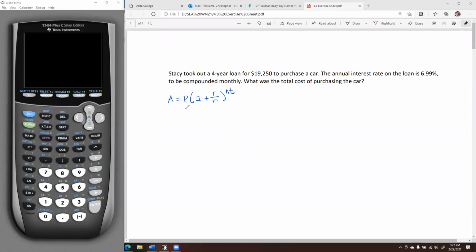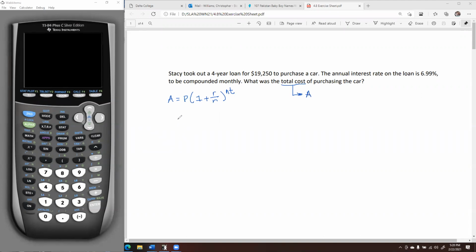So in this case, A is our unknown. That's the total cost. Remember we said that A is the total future value or total repayment amount. So that is our A amount, our A value. So we don't know what that is yet. What we do know is all of this stuff.